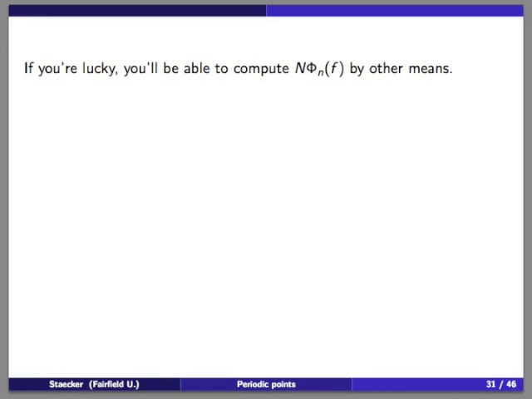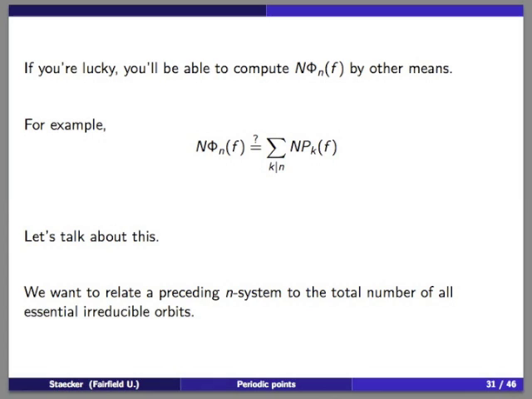The definition being so complicated, if you're lucky, you can compute it by other means. It's actually kind of a pain to compute using the definition. Hopefully, some other things will help you out. For example, this one, which I mentioned about a half hour ago. When can you write the n phi n as a sum of the npk's? Let's talk about this. So the quantity on the left, remember, is the sum of the depths of a minimal preceding system. I would like to relate the minimal preceding system to the total number of all essential irreducible orbits. That's the thing on the right.